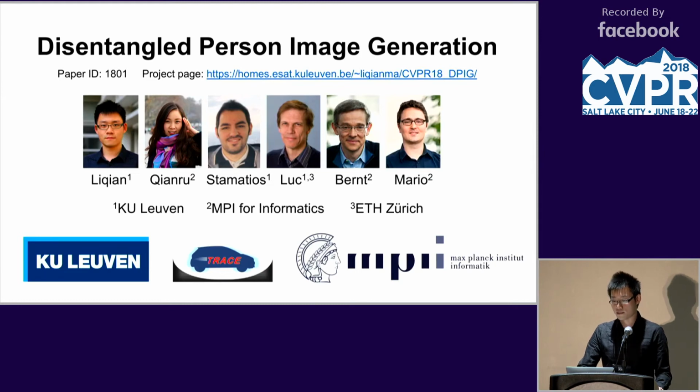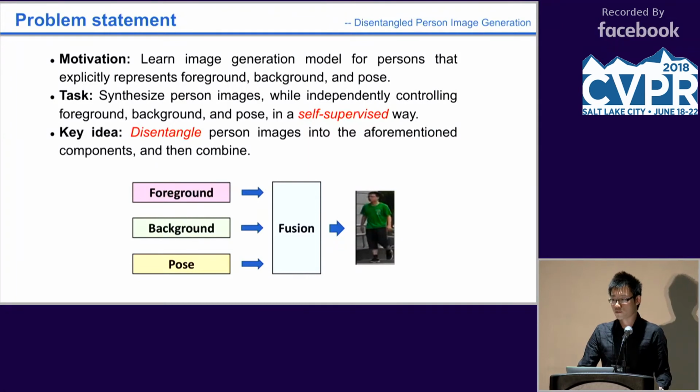Our paper is Disentangled Person Image Generation. Our motivation is to learn an image generation model for person images that explicitly represents the foreground, background, and the pose. The task is to synthesize the person images while independently controlling the three factors. Our model can be learned in a self-supervised way, which means we do not need any paired training data.